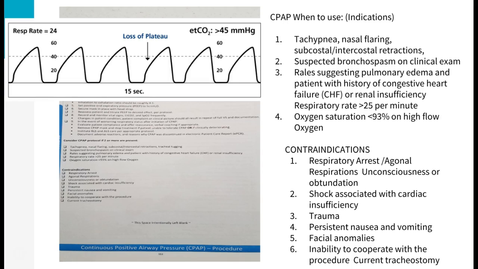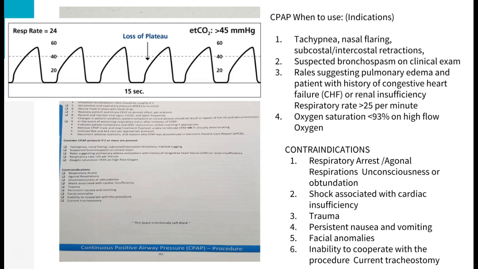Times you would not use this: never in a respiratory arrest or cardiac arrest situation, agonal respirations, not going to happen. Your patient must be conscious, able to follow directions. So if your patient is unconscious and cannot follow directions, well, don't use it then. If you have any shock issues going on, with any cardiac insufficiency, so pump failure, we're going to make sure not to use it in that situation.